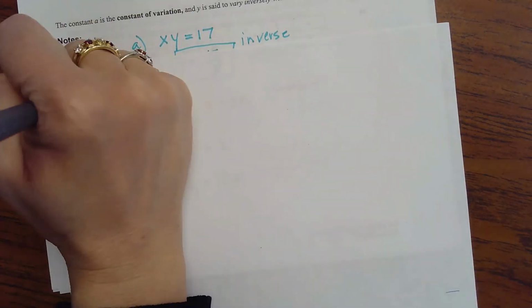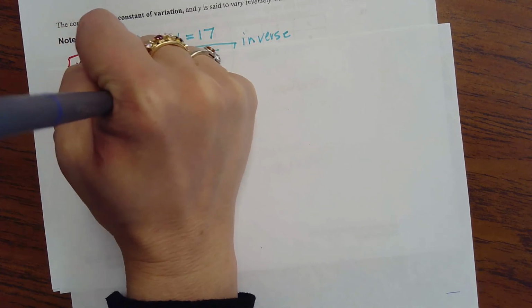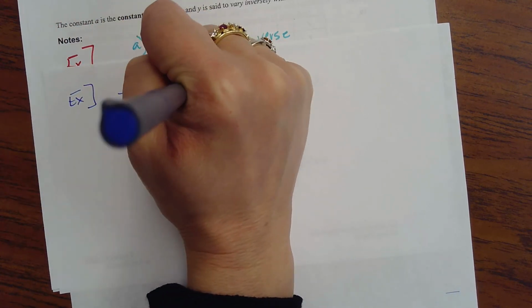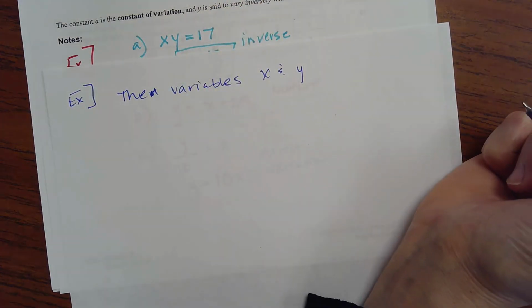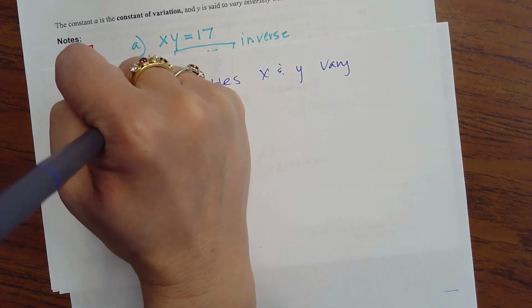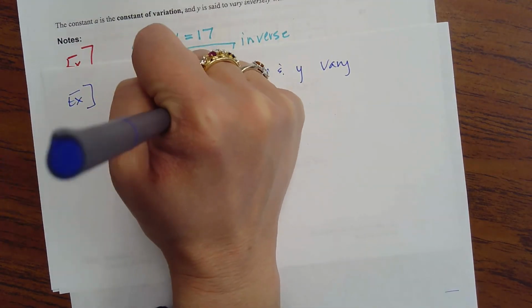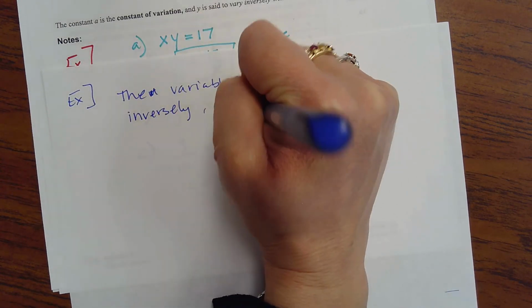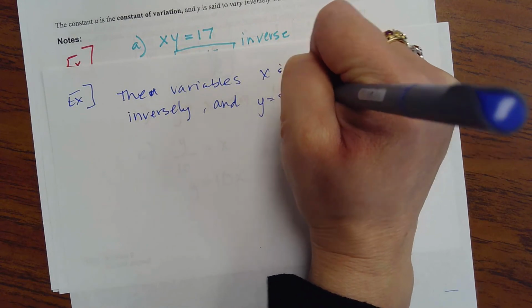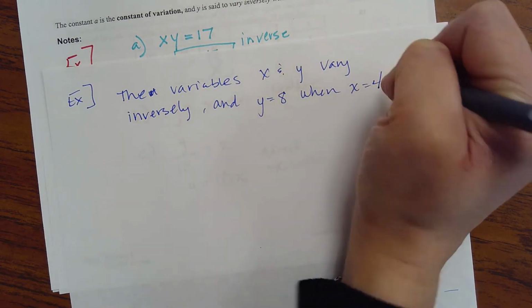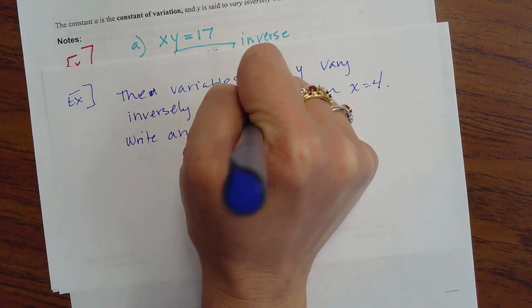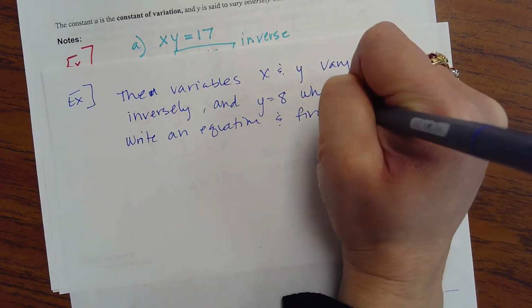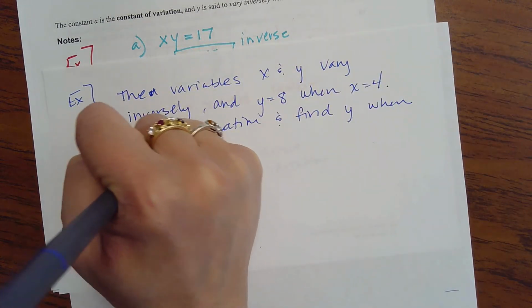Let's do one more example. I'm going to grab a separate sheet of paper and write in a bonus example, if you will. I'm just going to write this down. You can follow along if you want, or you can write it down if you want. The variables x and y vary inversely, and y equals 8 when x equals 4. It'll say something like, write an equation and find y when x equals negative 16.